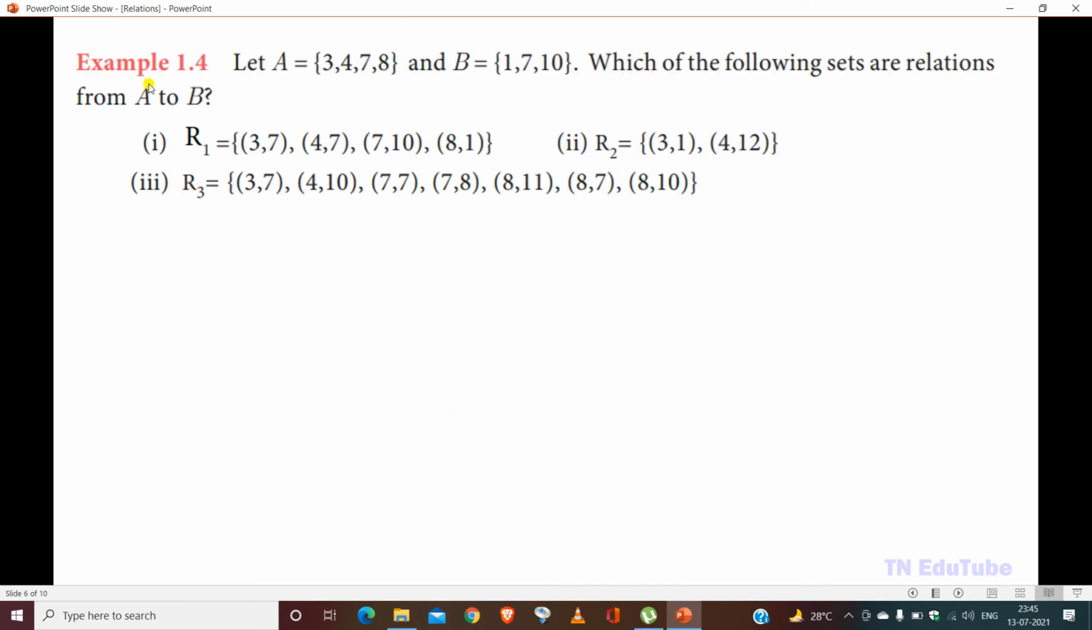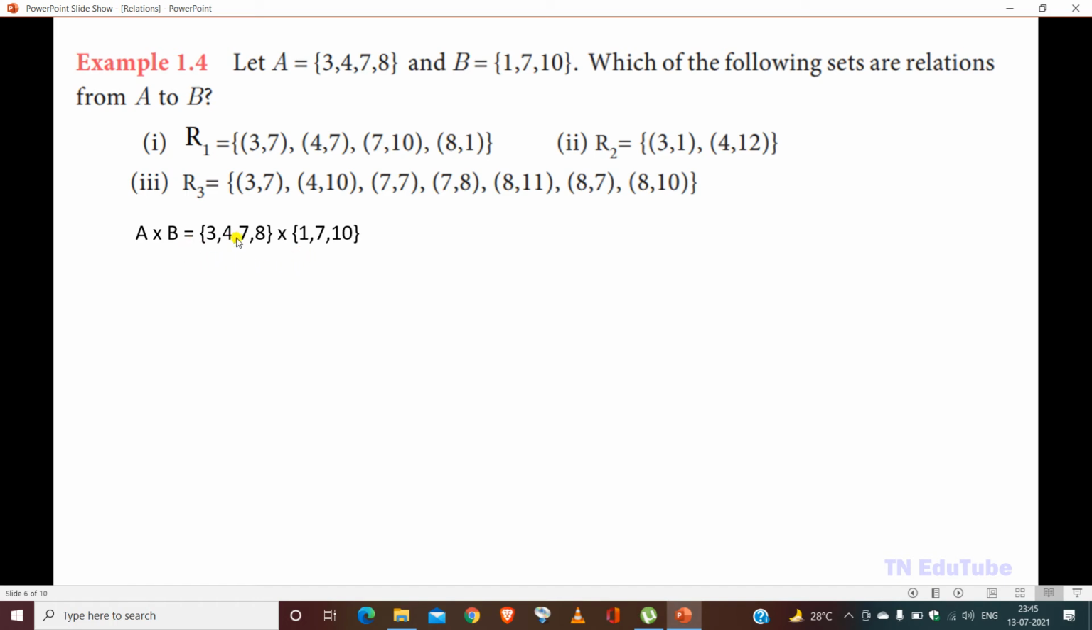Let us see this example 1.4. Let A equal to 3, 4, 7, 8 and B equal to 1, 7, 10. Which of the following sets are relations from A to B? Here 3 questions are there. How to check if they are relations or not? Here A and B are given, so first you have to find out A cross B.